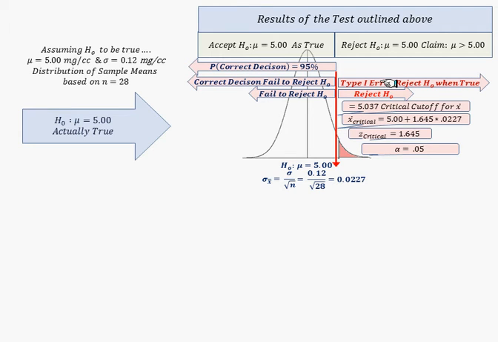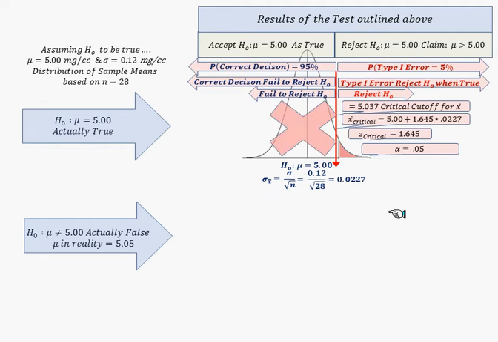Rejecting something that's true is called type 1 error. The probability of that happening is 5%. Now we're going to look down here. If H0 is false, and if mu is actually 5.05, so we're saying if 5.05 mean is in effect, then this can cause severe reaction. We want to test if we can acknowledge this.